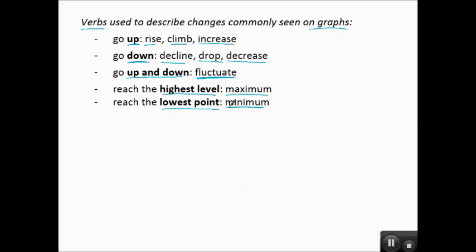These are just some common phrases you may see. It's not an entire list of what you may see. As we do some more examples in class, you may see some other examples. You may see some other words that we will use in describing graphs.